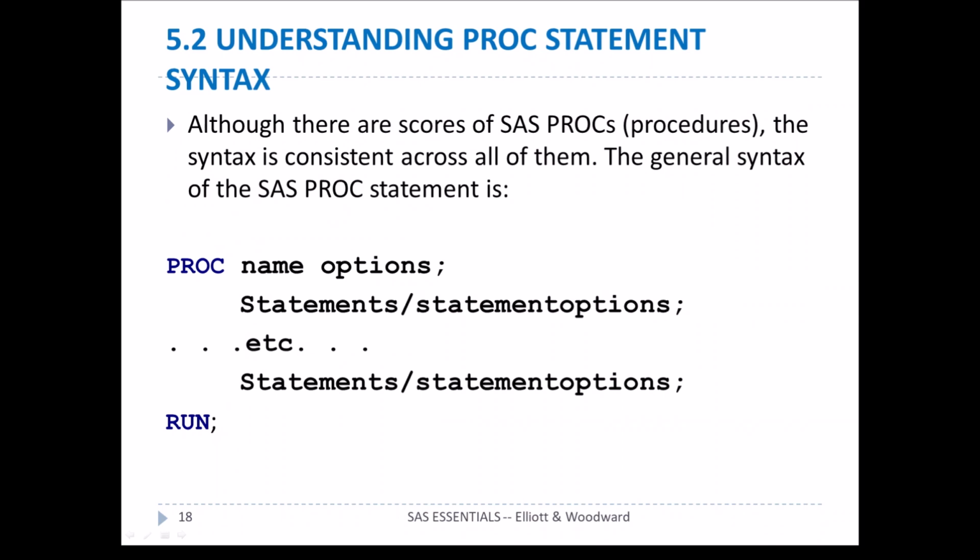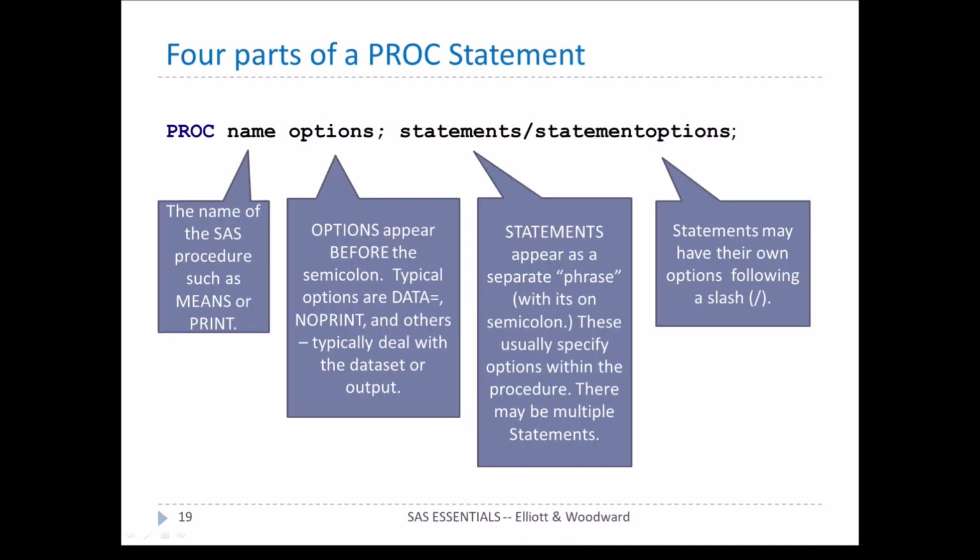All right, so let's look at the syntax of a PROC statement, and we're going to look at this in several ways, but basically it's PROC name and then some options, semicolon, and then statements and statement options. Let's define that more thoroughly. So here we have PROC name, the name of the procedure. Options appear before a semicolon, and then we have statements appear after the semicolon as a separate phrase. And then sometimes there are statement options that follow a slash. So you see there that there's sort of four components to a typical PROC statement.